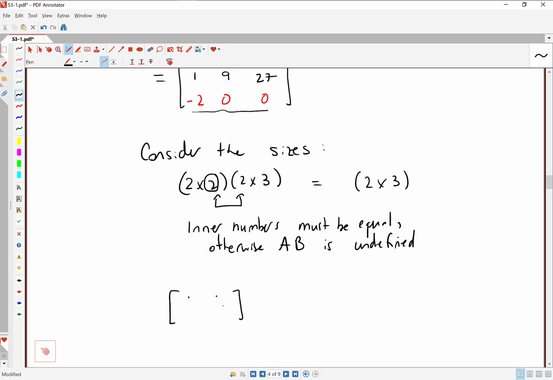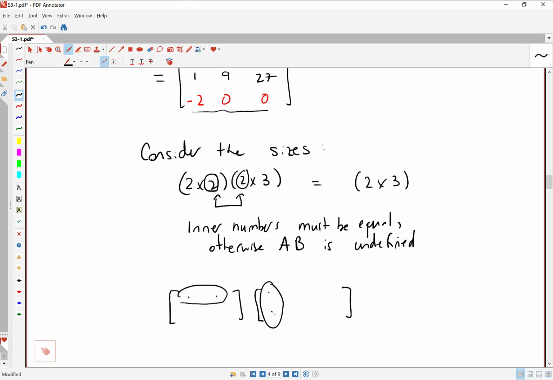So that's 2 in our example. And then this number here represents the number of rows in your second matrix, because when we talk size, we're always saying rows by columns. Okay, so you need these two quantities to be the same so that you can form your dot product.